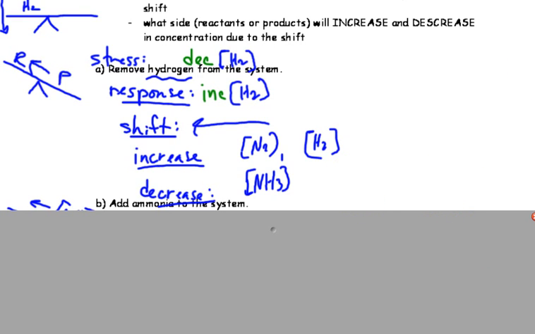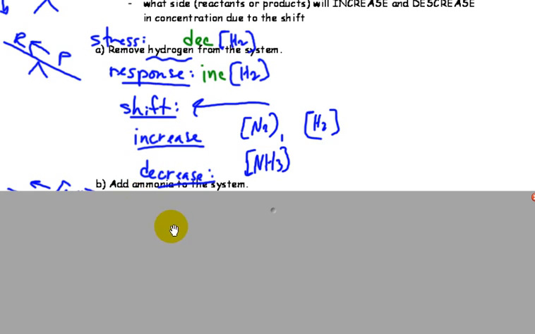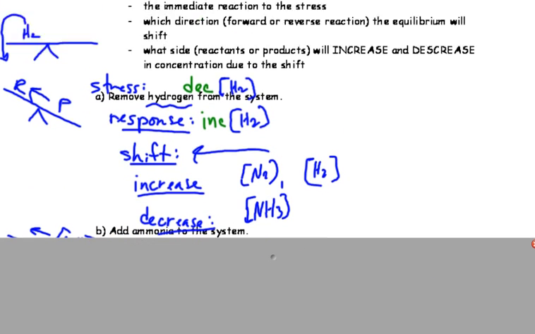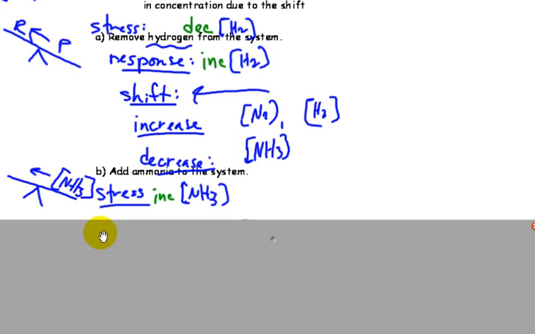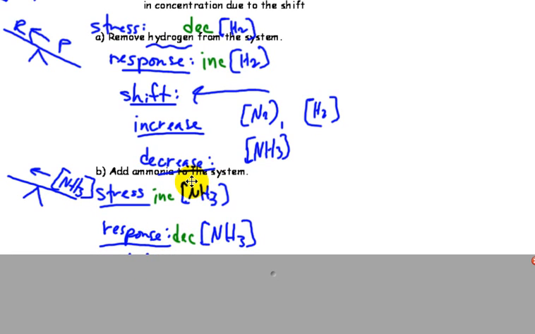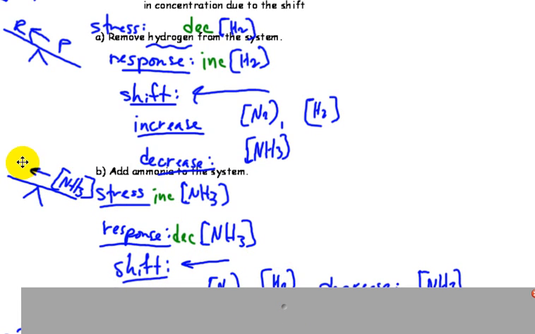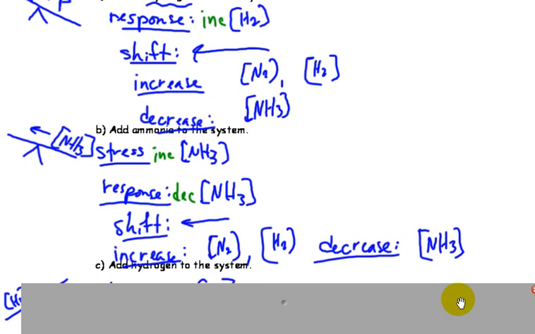So hopefully you had time to look at the next one here. This one is adding ammonia to the system. So it's like saying increasing the amount of ammonia. You can see here that's going to be too heavy on the ammonia side. So if the stress is increasing ammonia, the response is going to be to try to decrease it, use it up. And you can see to even things out again, it's heavy on that side, so I have to move away from that. Shifts to the left, and the direction I'm shifting to is going to increase in amount. What I'm shifting away from will decrease, so that means reactants increase, products decrease.